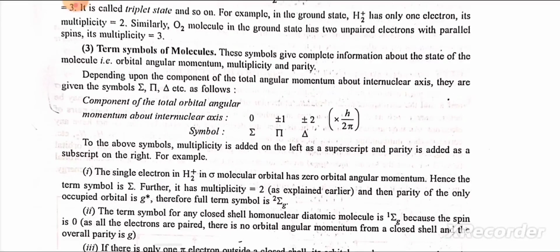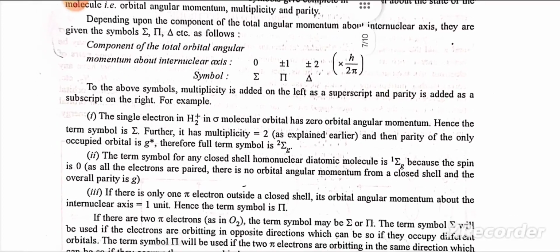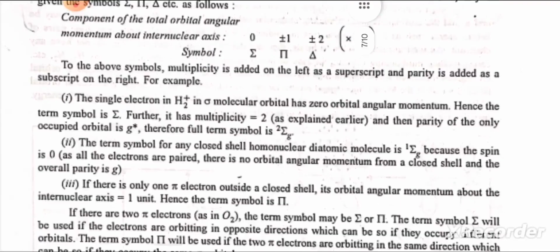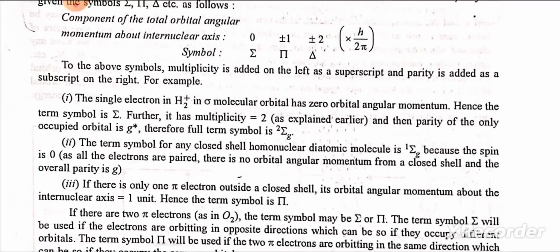To the above symbols, multiplicity is added on the left as a superscript and parity is added as a subscript on the right. For example, the single electron in H2 positive in sigma molecular orbital has zero orbital angular momentum, hence the term symbol is sigma. Further, it has multiplicity equal to 2 and the parity of the only occupied orbital is g. Therefore, full term symbol is 2 sigma g.